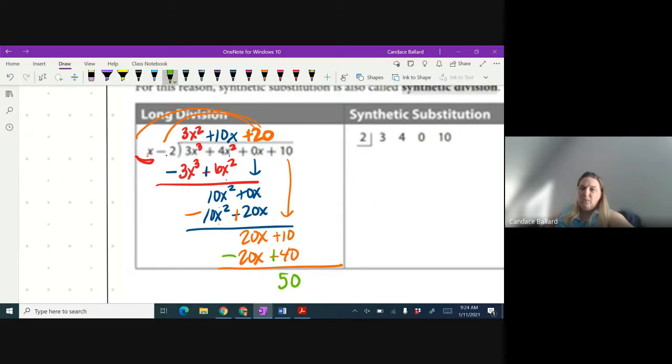The remainder. There's a fancy way that we write the remainder. We put plus and the number, whatever the remainder is, over whatever we divided by.